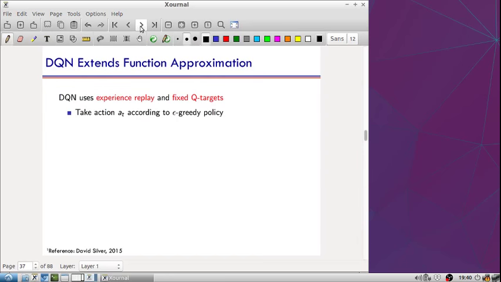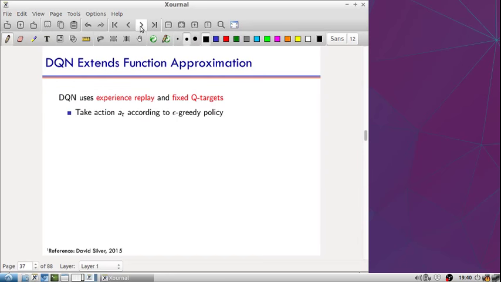So now I'm going to tell you those 2 tricks: batch optimization and freezing of targets. Batch optimization has something to do with what is called experience replay. I'll explain these phrases: batch optimization and experience replay are the same thing, and freezing of targets and fixing Q targets are the same thing.